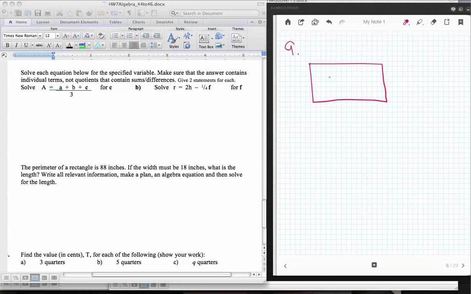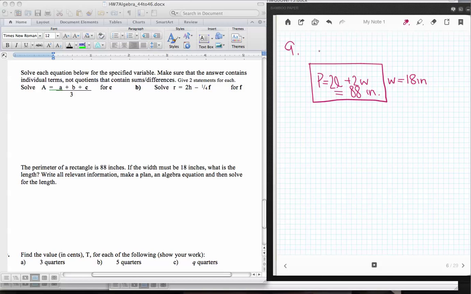I have a rectangle. And the perimeter of that rectangle, now I'm going to provide some information that I already know about that. Perimeter is 2 times the length plus 2 times the width. That value, I'm told, is 88 inches. And I'm going to make sure I write down the inches. Now the width must be 18 inches. So width I typically think of as the shorter side. So I'm going to put 18 inches over here. And so that's my length.